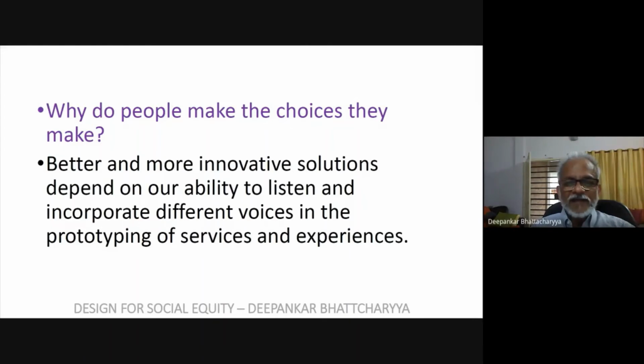A lot of that is really, when we talk of prototyping of services and experiences, depending on our ability to listen and incorporate different voices, this has been learned the hard way in the marketplace. And many companies didn't learn it and sank. Many companies realized it when they began to lose ground. And frankly, it's not been an easy time for many old school corporations.